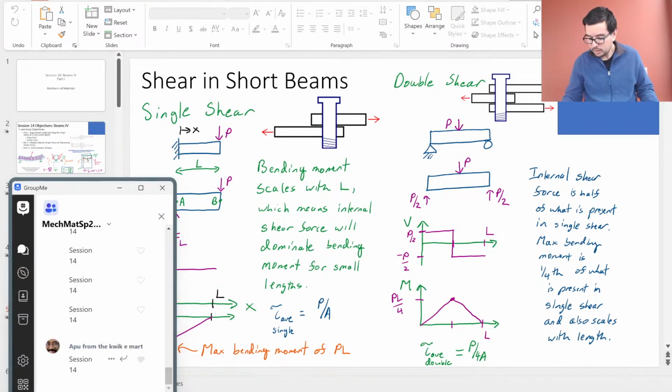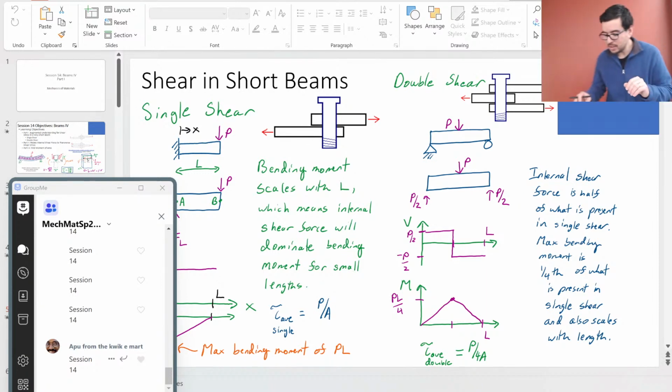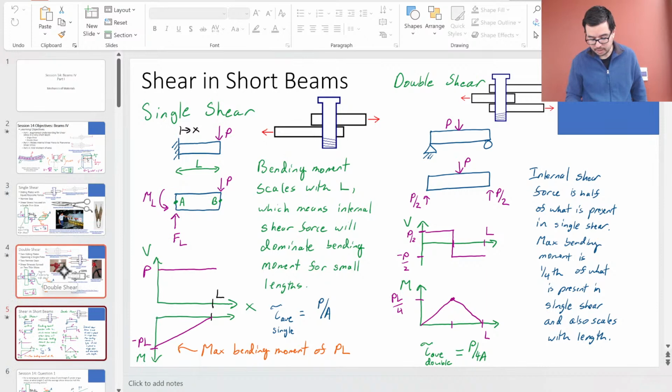Okay, so everyone, your attention, please. Just for a minute, okay? And if you can see the screen better. This is the slide. If I could have your attention just for a minute, I'm sorry. Okay, so I made a mistake. Imagine that. This is the slide shear and short beams, where we're comparing the shear stress in the single shear and the double shear. And I made a mistake here on the double shear.